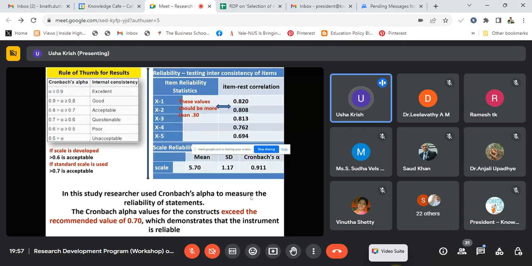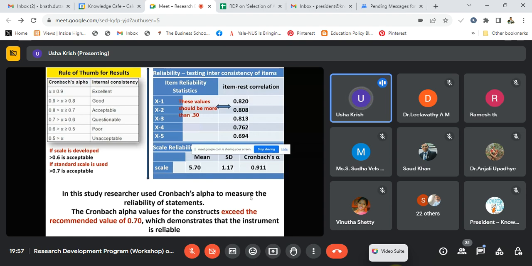The next table which comes under CFA is a very important table: the Cronbach alpha reliability test. In this table, we should observe two aspects. One is the alpha value, which should be more than 0.70 most of the time. And item-rest correlation values should be more than 0.30.